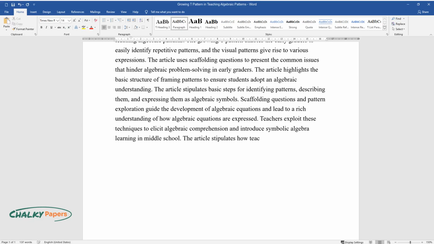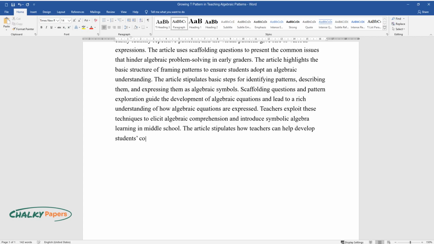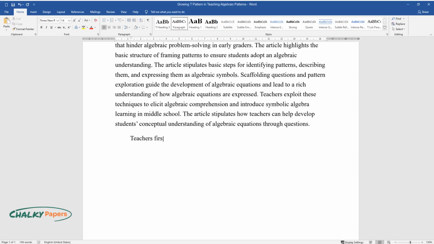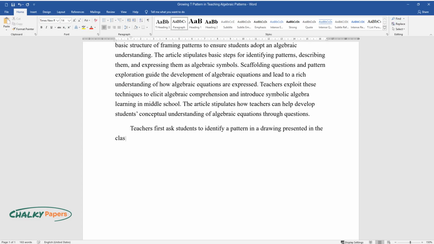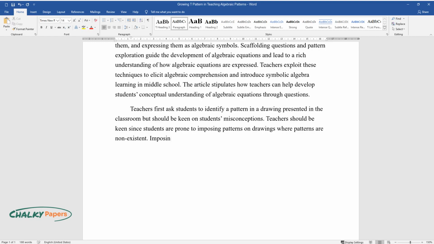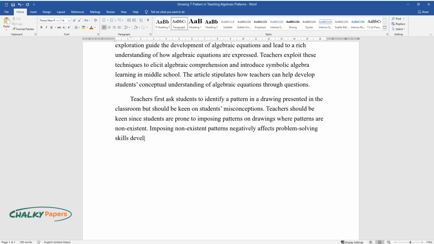The article stipulates how teachers can help develop students' conceptual understanding of algebraic equations through questions. Teachers first ask students to identify a pattern in a drawing presented in the classroom but should be keen on students' misconceptions. Teachers should be keen since students are prone to imposing patterns on drawings where patterns are non-existent. Imposing non-existent patterns negatively affects problem-solving skills development as it can lead to mathematical errors.